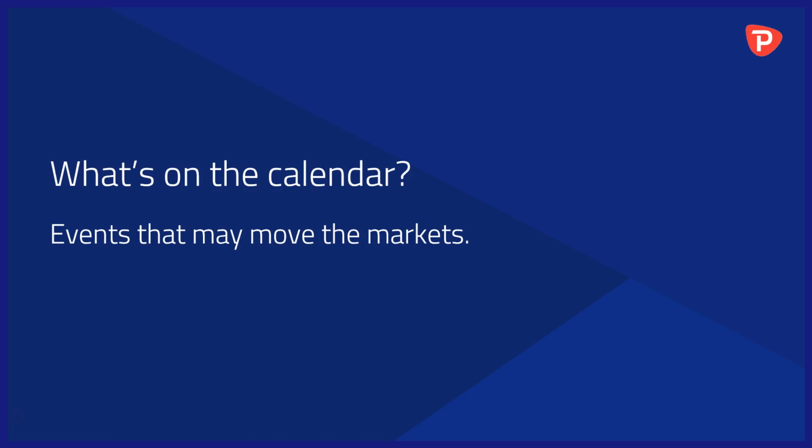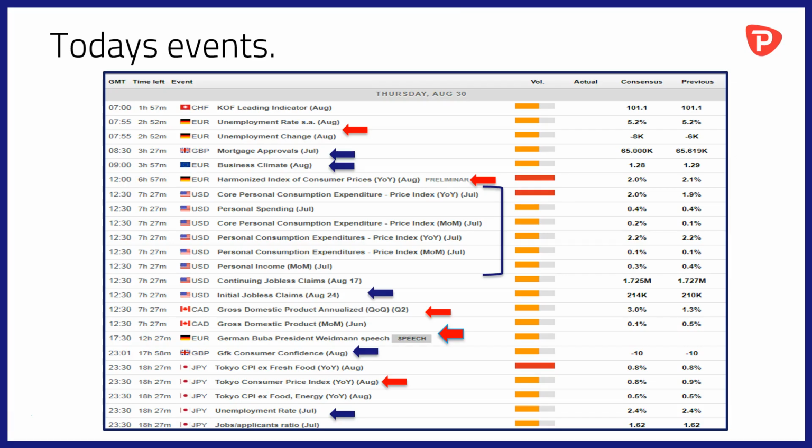Okay, what's on the calendar today? Events that may move the markets. Well, it's a very busy calendar today. Data from first thing right through to almost the close of the day. So let's kick off. At 7 AM we can look forward to leading indicators for August out of Switzerland, and then at 7:55 GMT we shall have unemployment rates and change out for the month of August out of Germany. 8:30 sees the release of mortgage approvals data out of the UK for the month of July, and at 9 AM we'll have business climate data for August out of the Eurozone.